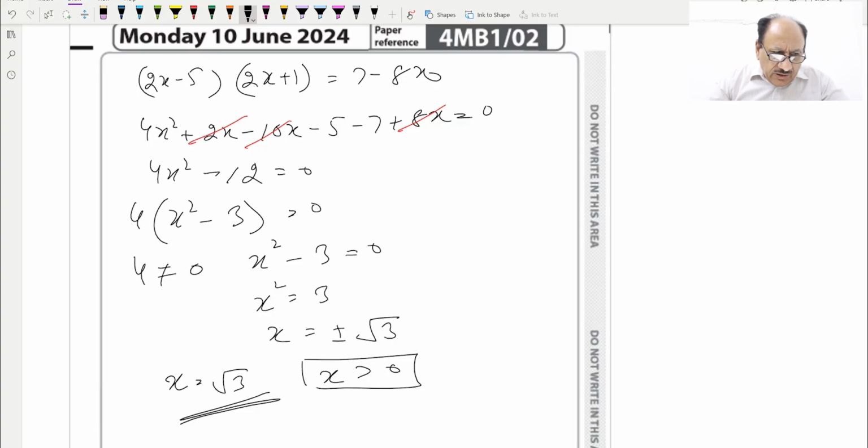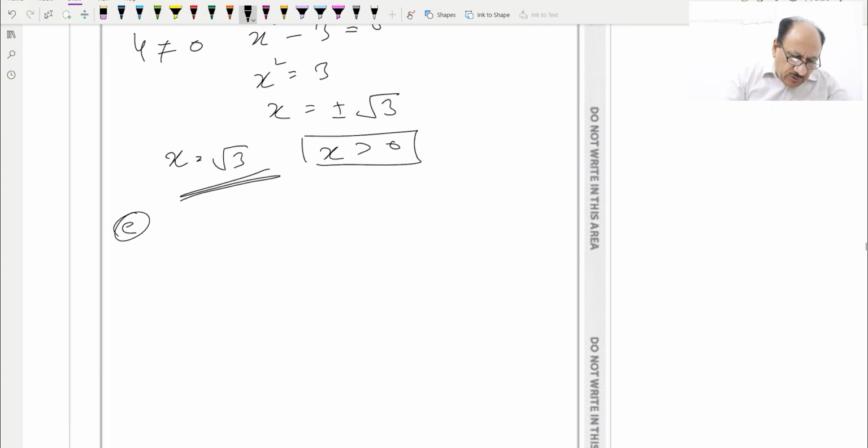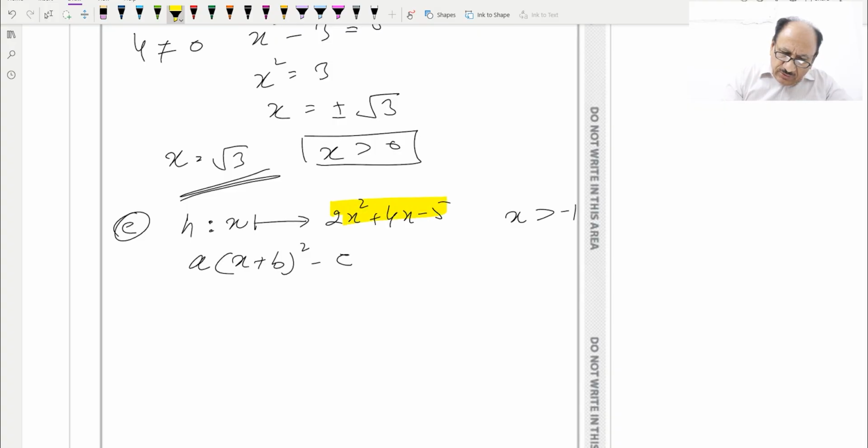Now for the E part, h is a function. We can write the E part over here. h is a function such that h function is defined like this one, 2x square plus 4x minus 5, and x is greater than minus 1, and they're saying express h of x in this format: a into x plus b square minus c. a, b, c are integers. So in other words, we'll have to write this in completing square format.